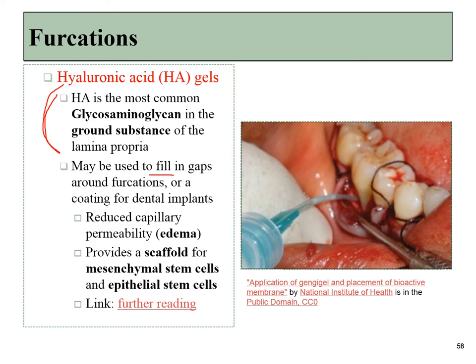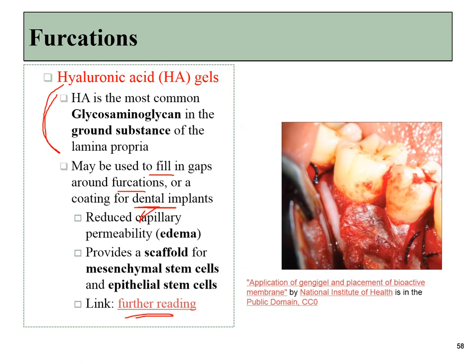So hyaluronic acid can be used in all sorts of different types of dental interventions. It can be used to fill in gaps, it can be used around furcations, and it can even be used as a coating for dental implants, which helps epithelial cells to stick to the dental implant, making for a seal that mimics the junctional epithelium more than what would otherwise happen, oral mucosa just growing up until they bump into the dental implant. Again, if you go to the PDF, you can click on this link to read more about the use of hyaluronic acid in different types of dental surgeries. But here's some more images of the use of hyaluronic acid in some of these surgeries to try and promote the growth of the patient's own cells to regenerate the healthy tissue that's necessary.